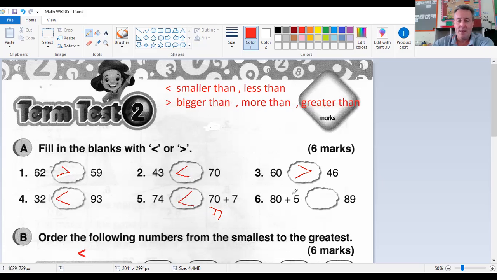Same again with this one. What's 80 plus 5? That's 85. And this is 89. They're both 80s, 80 and 80. But which one's bigger, 5 or 9? 9 is bigger than 5, so 89 is bigger than 85. There's our answer there.